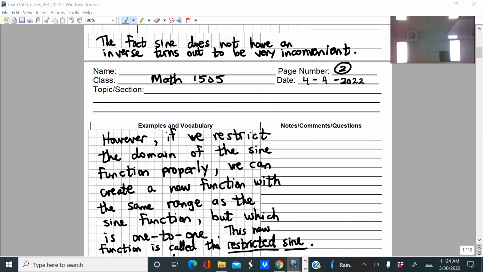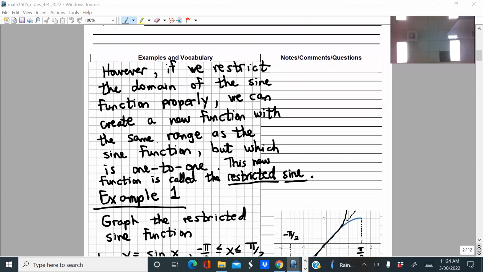Since the original sine function doesn't have an inverse, what we're going to do is create a new function called the restricted sine function. The restricted sine function is almost as useful as the sine function, but does have an inverse. So we're going to monkey around with the sine function so that it will have an inverse.